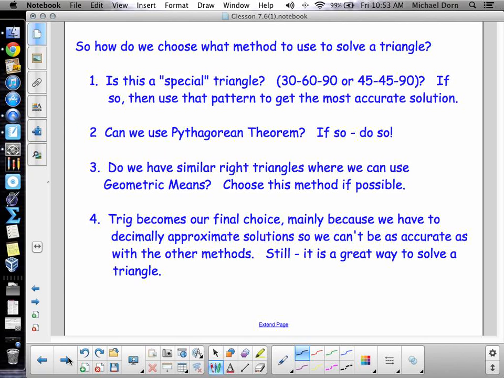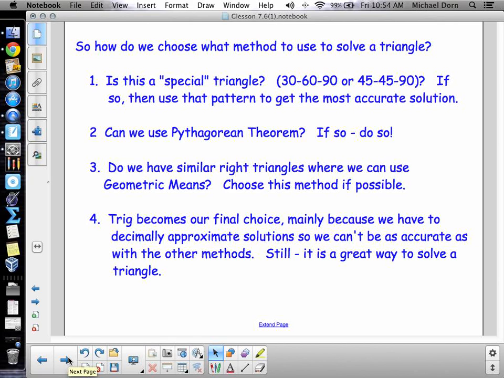So how do we choose what method to use when we're solving a triangle? Because now we can solve triangles using trig. We can solve using special right triangles. We can solve using Pythagorean theorem. There's all sorts of different ways. And this is kind of a decision-making tree we can work our way through when we're presented with a triangle and told, hey, figure out the sides of this triangle.